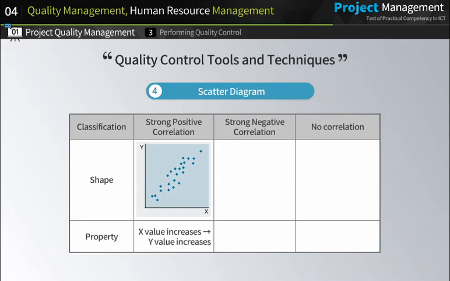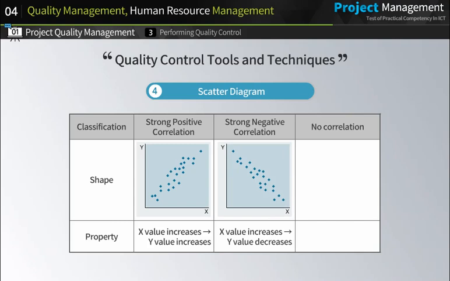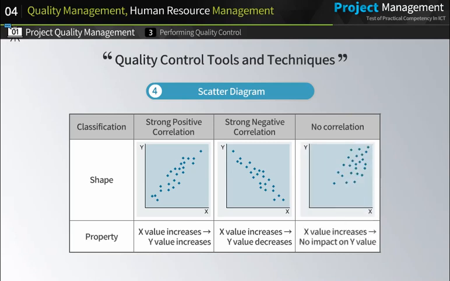In the diagram with strong positive correlation, when X value increases, Y value increases as well. In the diagram with strong negative correlation, when X value increases, Y value decreases. When the increase of X value has no impact on Y value, it is classified as the diagram with no correlation.